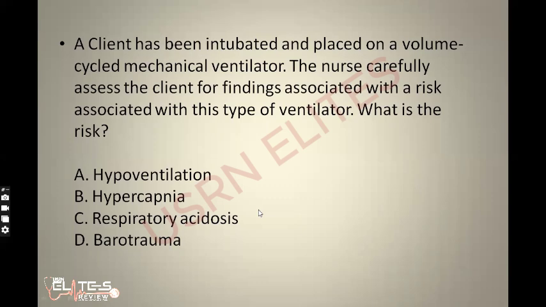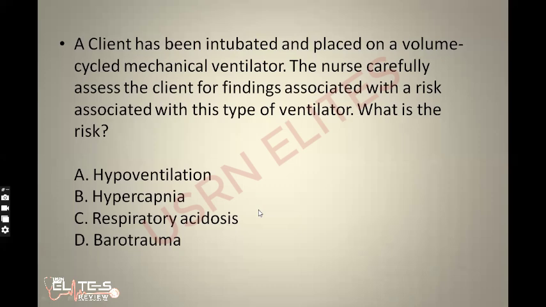We have a normal PEEP of 5 walking around. It's estimated to be 5. Okay, let's say, should you give a higher PEEP? That's also one thing that is capable of causing barotrauma. Higher PEEPs and higher volumes are capable of causing this barotrauma.